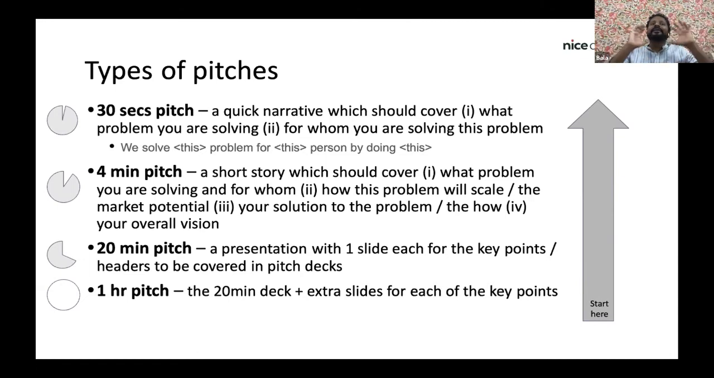Each one of those pitches should feel relaxed, right? It should be relaxed. I don't want you to, just because you have 4 minutes, take a 20-minute pitch deck and then cram it into 4 minutes. It will never go well, right?